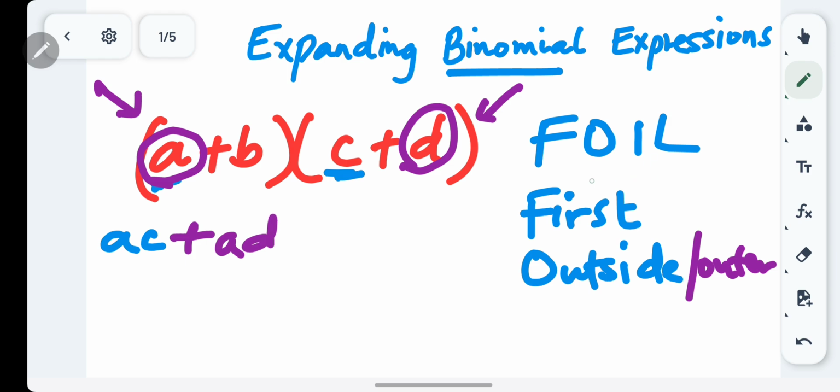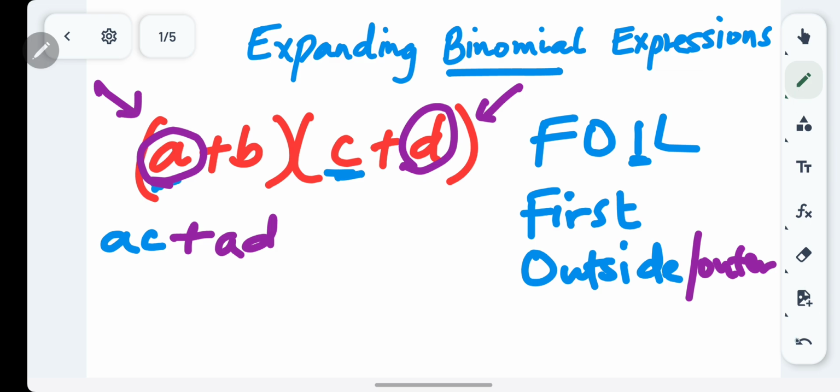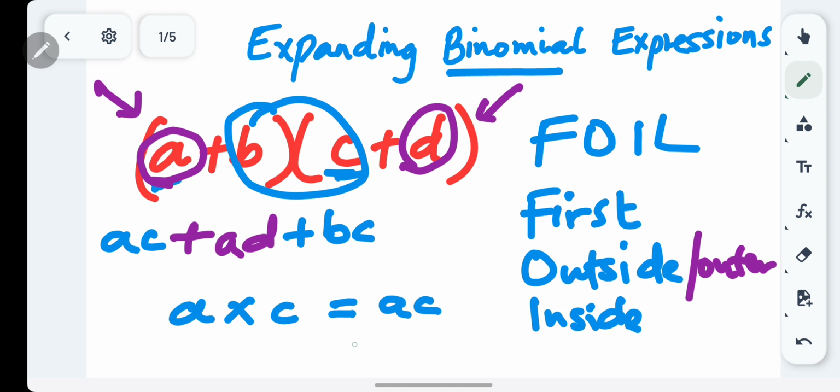The next one is our I. What does I mean? The inside numbers. Inside will be B and C. They are the two innermost numbers. So B times C, BC. You may ask, why are we getting BC and AD? Remember, A times C is going to give us AC. Whenever you multiply numbers in math, or letters, variables, the multiplication sign moves away.